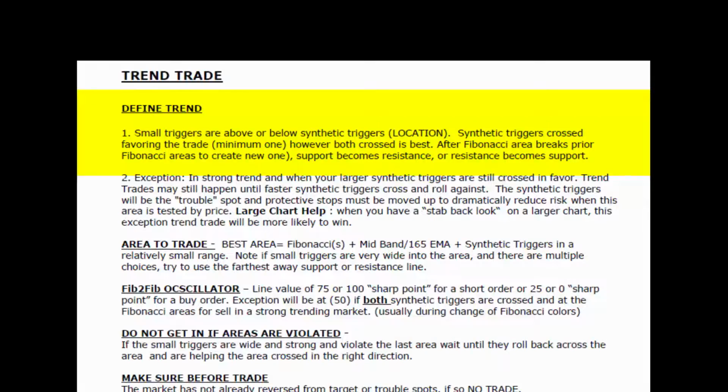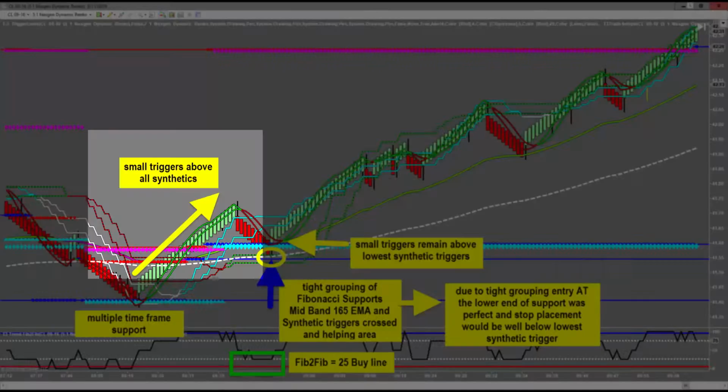So what I want to do is take a look at what it actually looks like when you have your small triggers above or below your synthetic triggers, so you're very clear on that concept. You'll see here in the highlighted area, our small trigger lines physically get above both sets of our synthetic triggers. So not only are we breaking the red lines of resistance, but our small triggers are going up strong and they're above both of our synthetic triggers. That's what we're looking for.